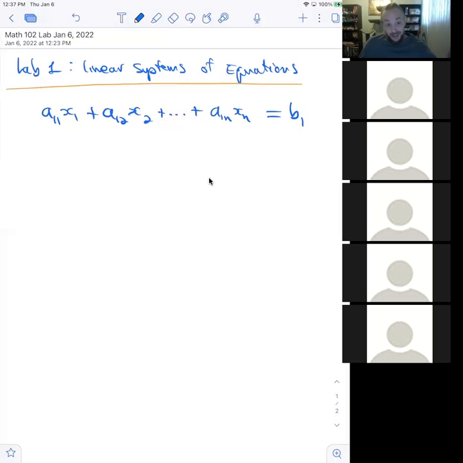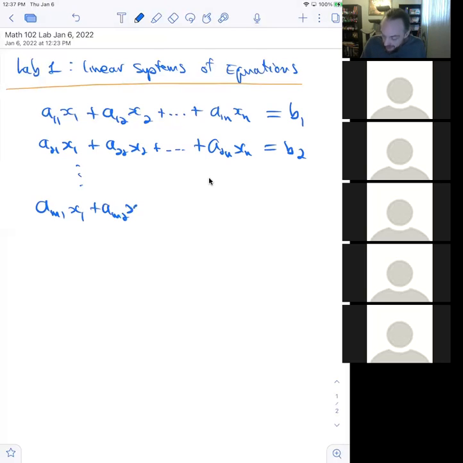But then we don't know how many equations we might have in a system. So Leon would show you that we'll have a21 x1 plus a22 x2 plus and so on, plus a2n xn equal to b2. And then we can just keep going with that pattern. And then we will have, say, an mth equation: am1 times x1 plus am2 times x2 plus all the way down to amn xn equal to bm.